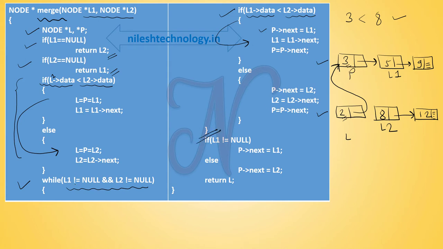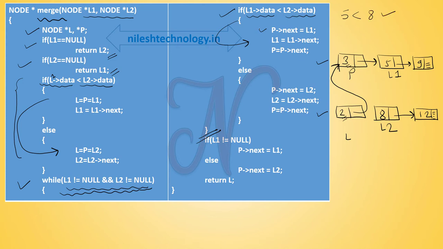Again going to while: L1 is not equal to null, L2 is not equal to null, true. L1 has the value 5 and L2 has the value 8, so both are not equal to null. Again going to the if condition. L1 data is now 5 and L2 data is now 8. 5 is less than 8, true.